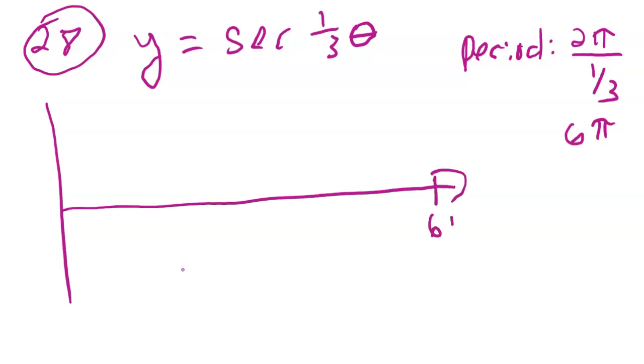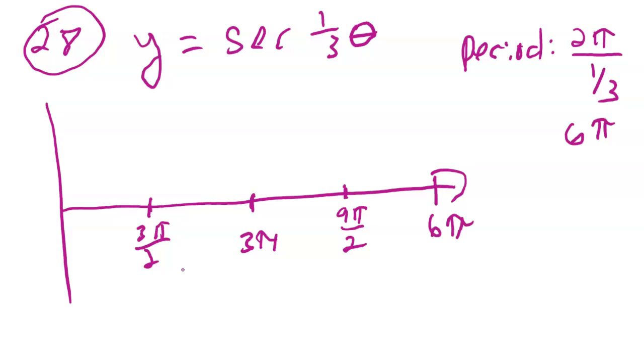6 pi. I'm going to split that in half. That's 3 pi. Let's make sure it's 1/3. Yep, perfect. 3 pi. Split that in half. That's 3 pi over 2. I refuse to use decimals. Now I have to split this in half. Maybe 9 pi over 2. I think that sounds right.